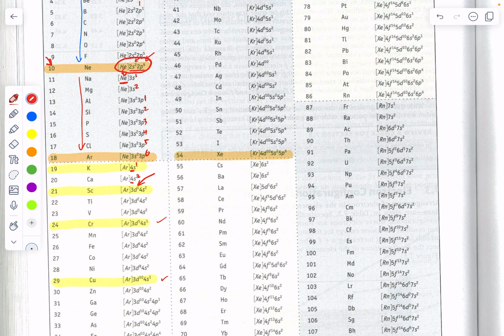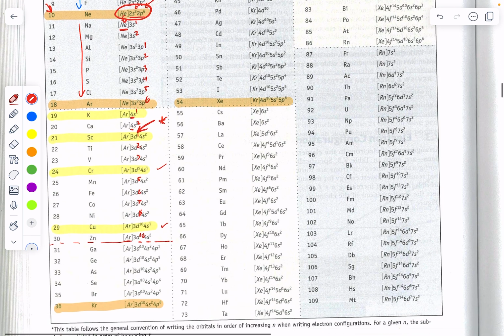So we invoke this concept of overlap. The 4S comes next. It's at a lower energy level, if you will, than the 3D. And now we come to the 3D right here. And we begin to go 1, 2, 3, 4, 5, 6, 7, 8, 9, 10. And then when we get there, after zinc, we're ready to begin our P subshell.